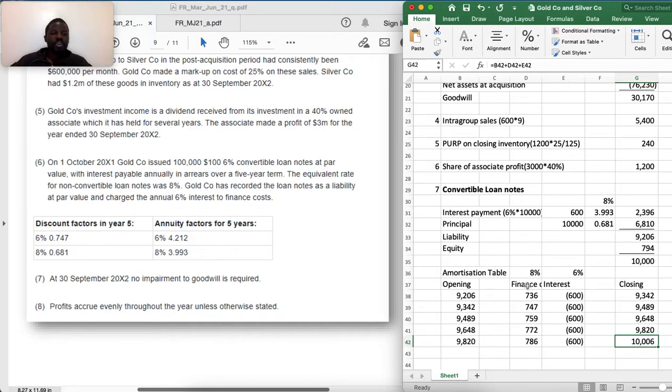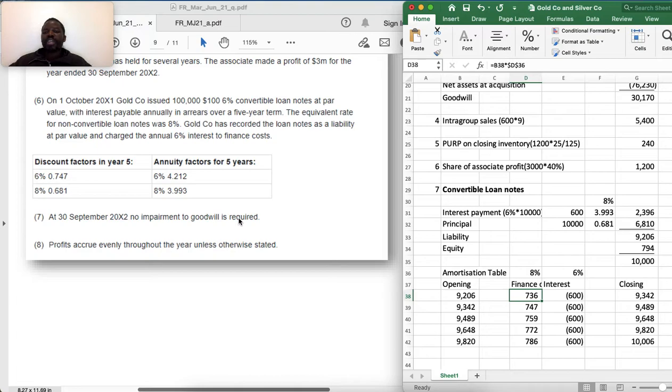So these are the finance costs that need to be posted into the statement of profit or loss. But here we are told that the accountant posted the interest payment. We mustn't post the interest payment in the statement of profit or loss. We should post the finance costs, not the interest. So what we have to do, we have to go and reverse the interest, then post the finance cost. So we'll go and reverse 600 and post 736. That's what we are going to do.